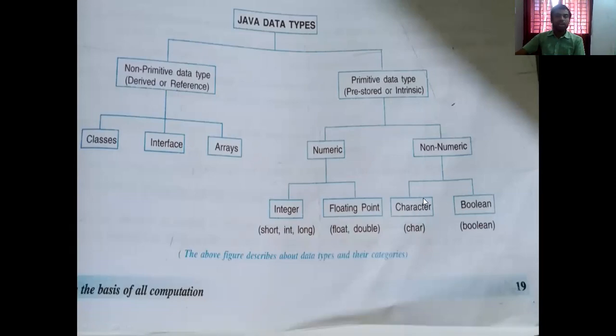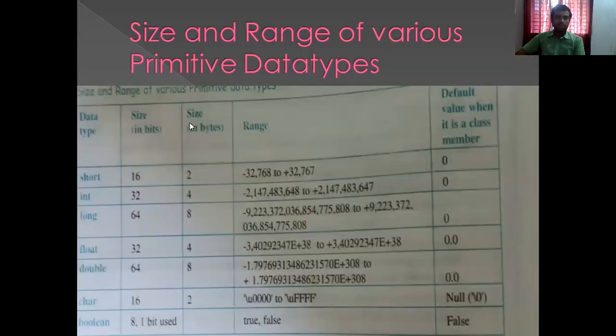Now when we declare these data types, it requires some amount of memory. So the memory allocation is shown out here in the form of a table. Suppose you declare a variable with short, then the amount of memory it will block will be 2 bytes. Similarly integer 4 bytes, long 8 bytes, and the range is also given out here.